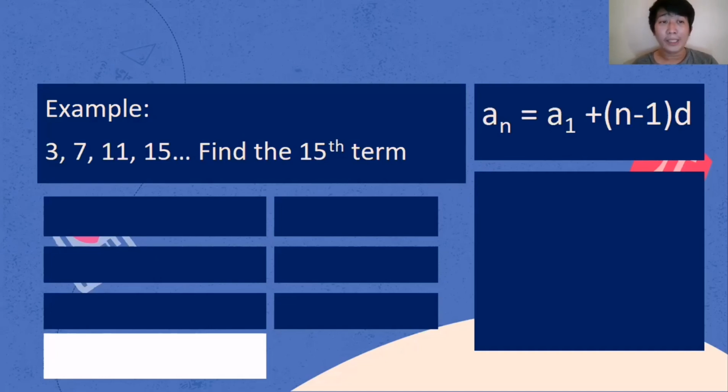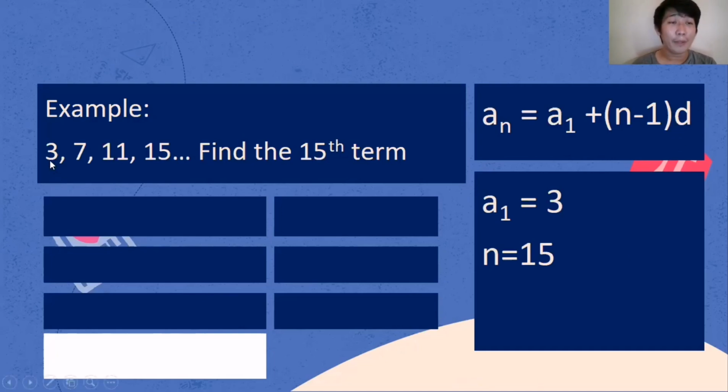What is the value of a sub 1 or what is the first term? The first term is 3. Very good. What is the value of n? We are looking for the 15th term. That's why the value for n is 15. What will be the value for d? For d or the common difference.